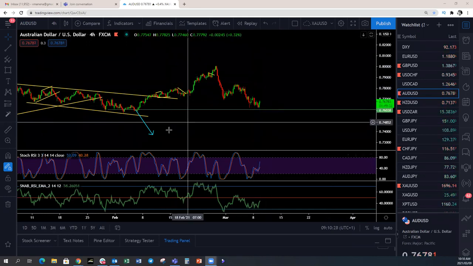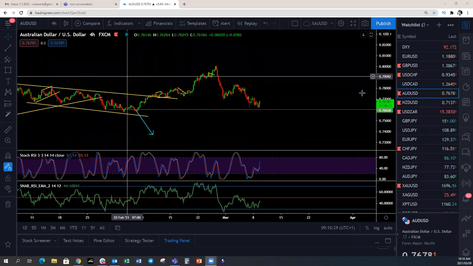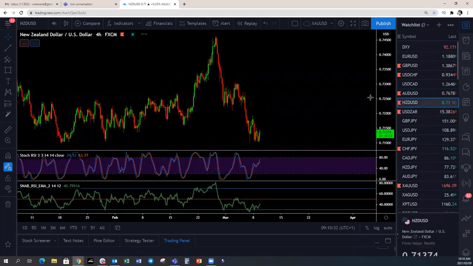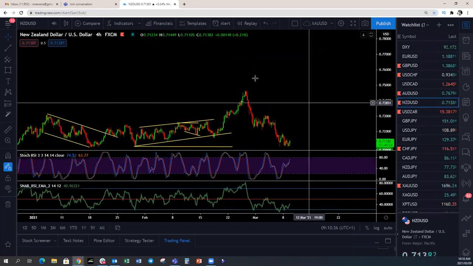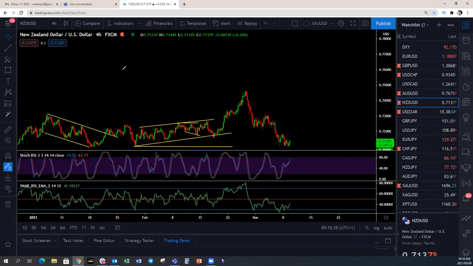Aussie US dollar, looking for that divergence. Let's see if we're gonna get the reversal. New Zealand, three-wave pullback, also showing some divergence. Is this the end of the move? Are we gonna start seeing upside here? Let's see. We're waiting for those confirmations around those areas.